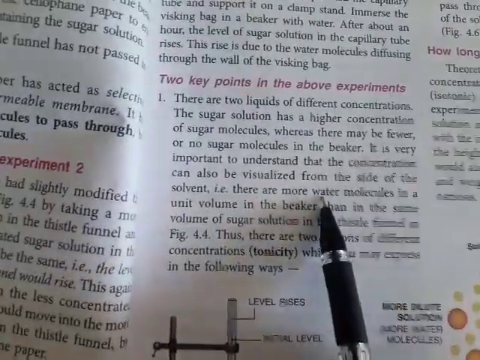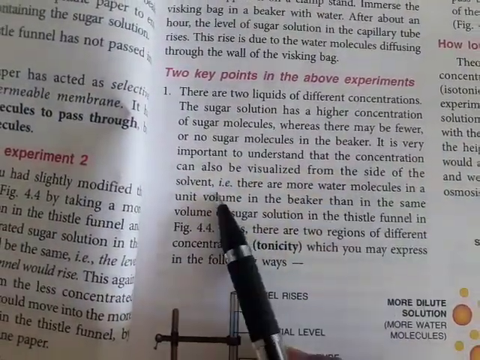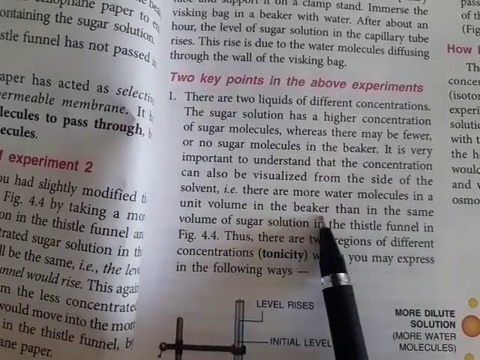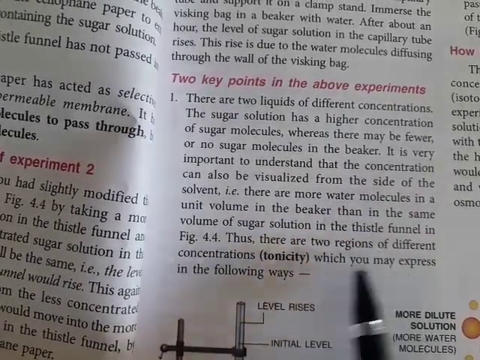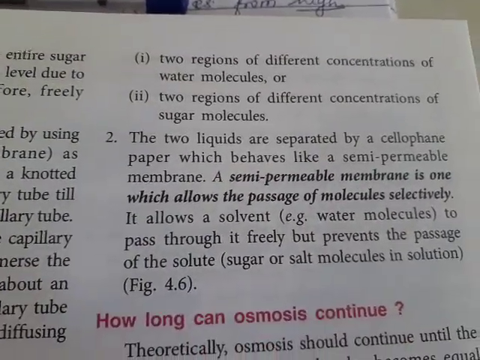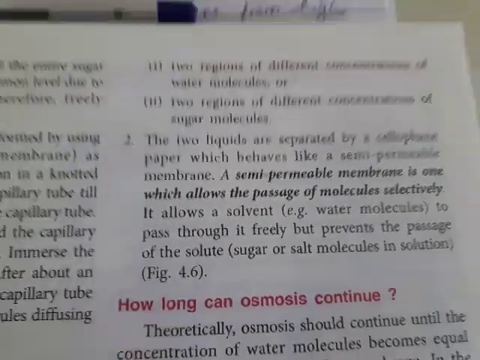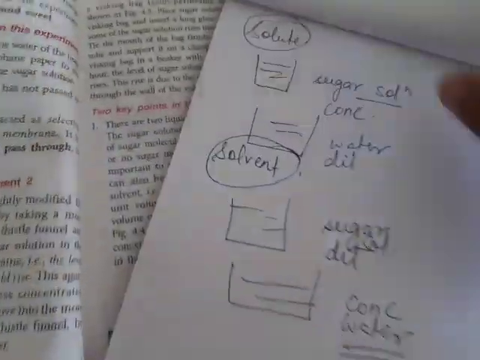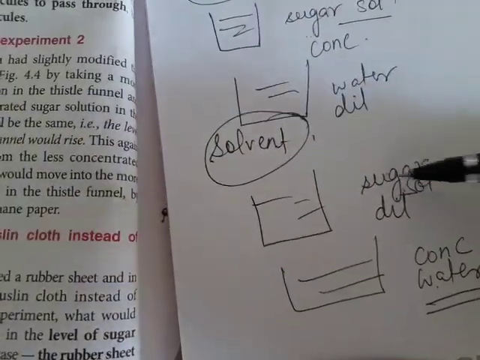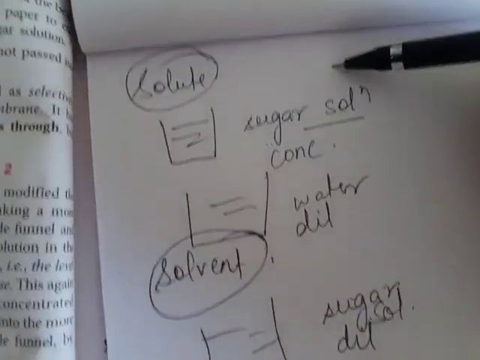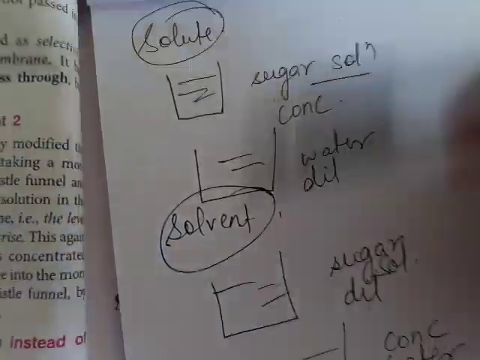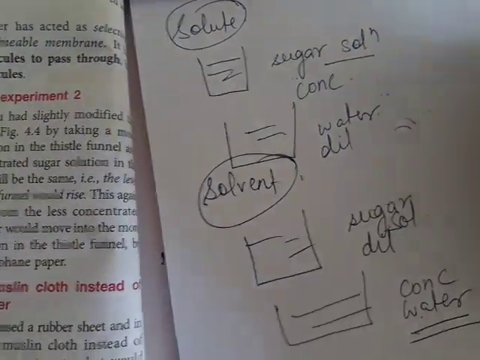The same thing they have told us, that when we visualize from the side of the solvent, there are more water molecules in unit volume in the beaker than in the same volume of the sugar solution. So there are two regions of different concentrations of water molecules and two regions of different concentrations of sugar molecules. Are you clear with it? Same thing I have told. I hope this concept is very clear with everyone now. So these are the observations from the experiments.